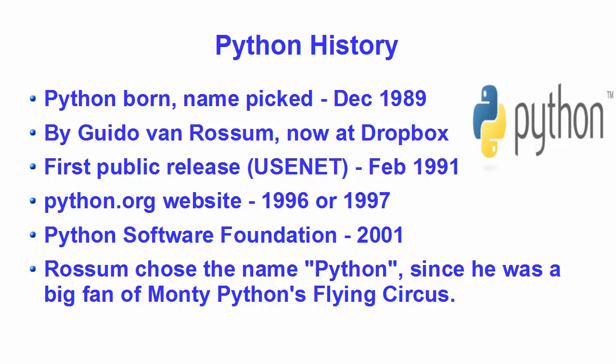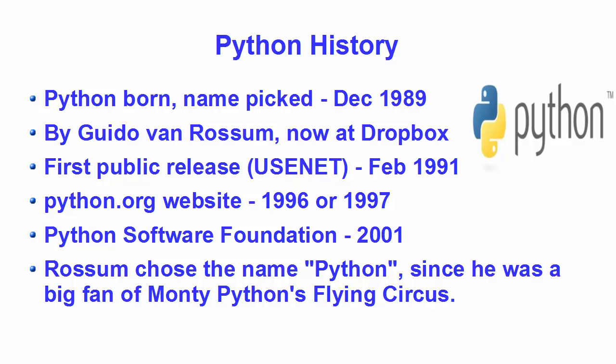Van Rossum chose the name Python since he was a big fan of Monty Python's Flying Circus. Python was first publicly released in February 1991. And python.org, which is the official website of Python, was released in the time period between 1996 and 1997. In the year 2001, Python Software Foundation was created and Van Rossum remained the principal author of Python.